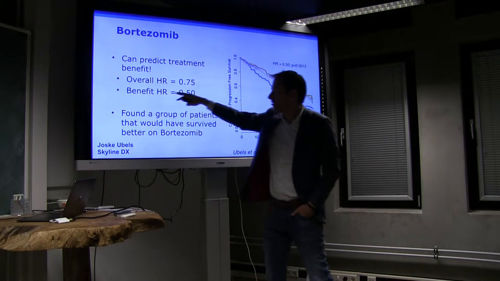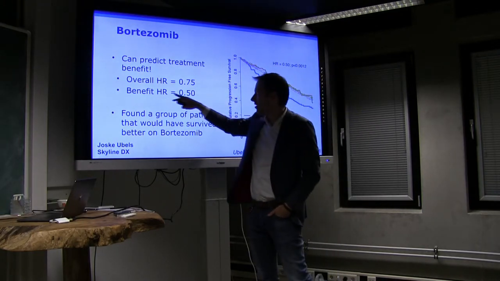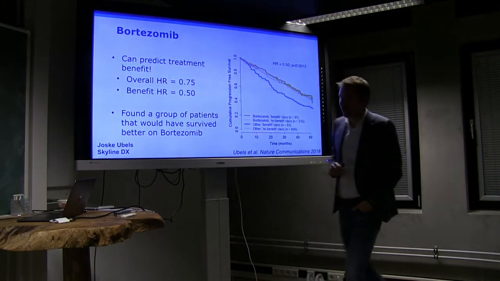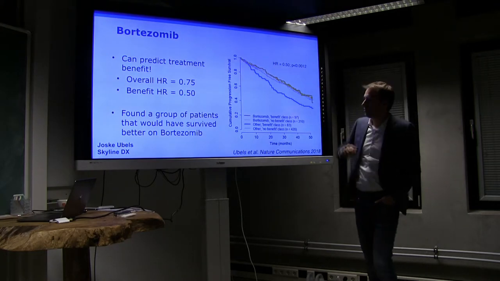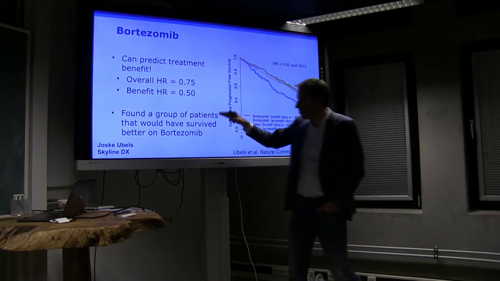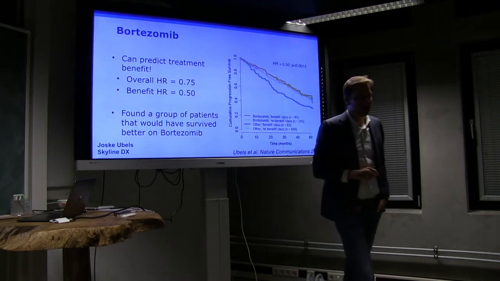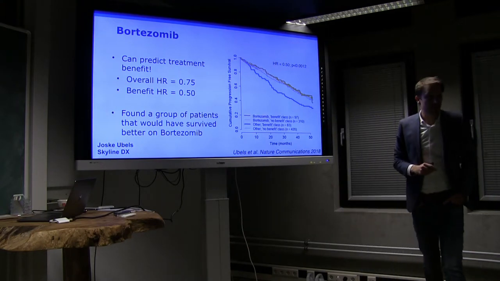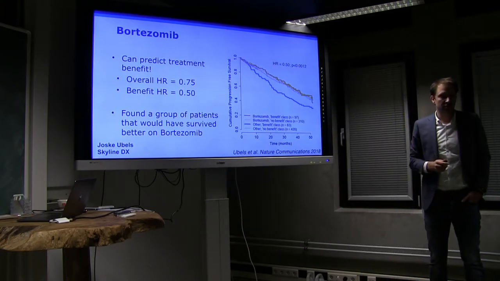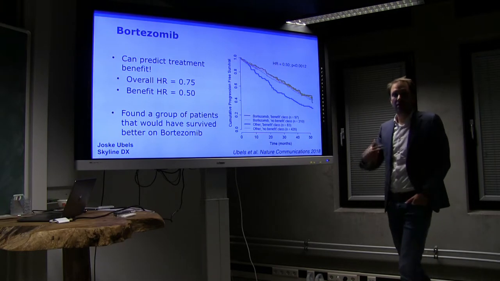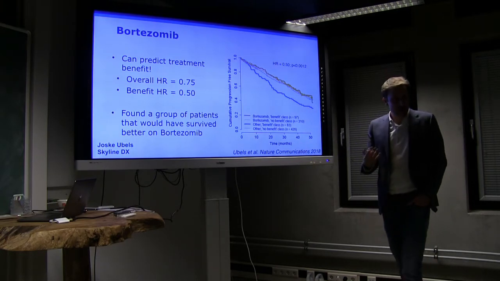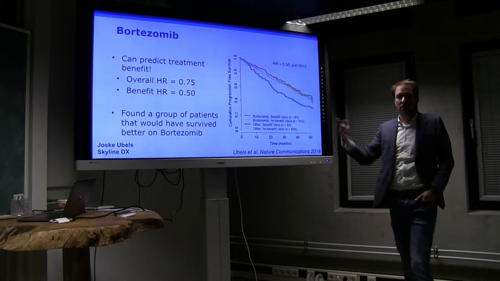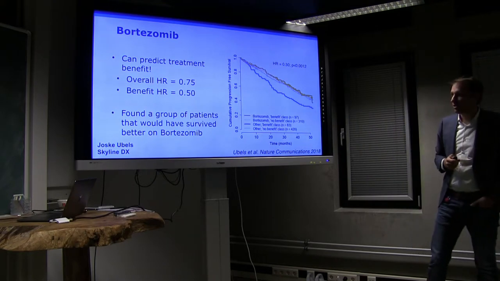And now we find a group which we call the benefit group, where the hazard ratio is much lower, 0.5, which is also very significant. So that means that we really found a group that would have survived better on bortezomib. So this can now really predict for a new patient whether or not you should give bortezomib.